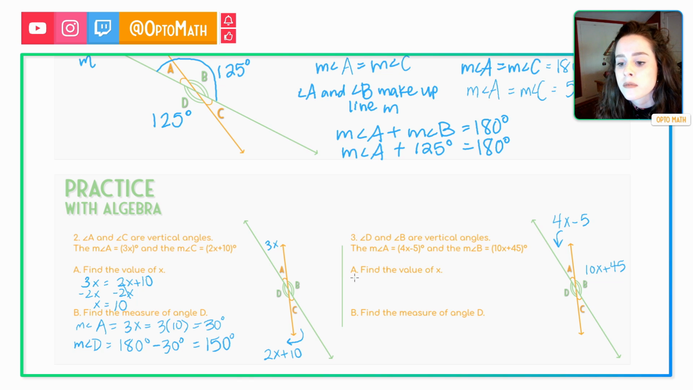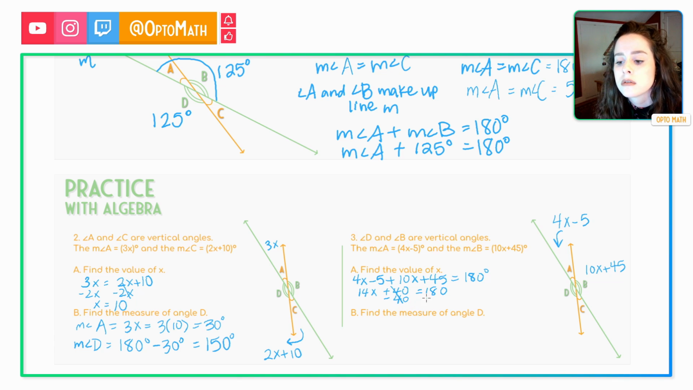So let's do that. 4x minus 5 plus 10x plus 45 equals 180 degrees. So let's combine like terms on the left-hand side of the equation. 4x plus 10x is 14x. Let's go ahead and combine our constant terms on the left-hand side of the equation. Negative 5 plus 45 is 40. And that equals 180.